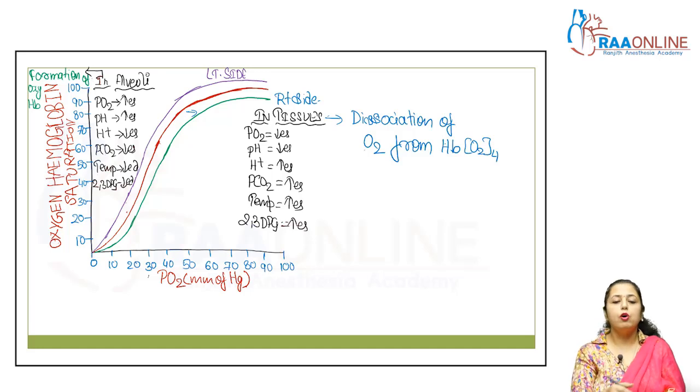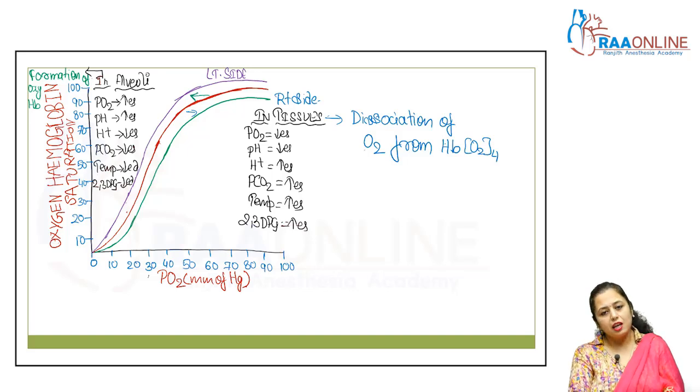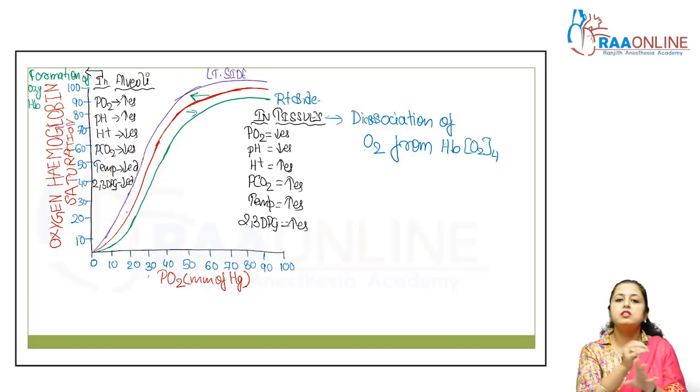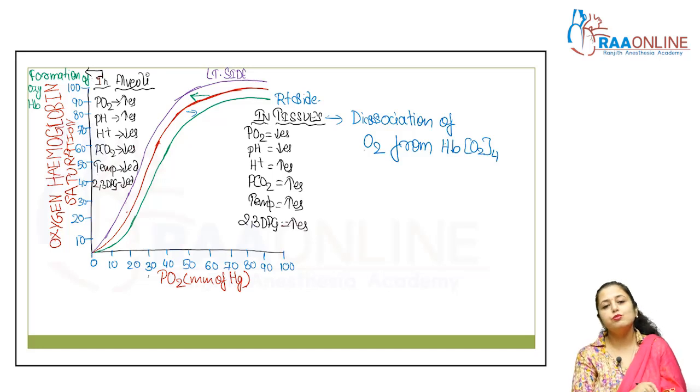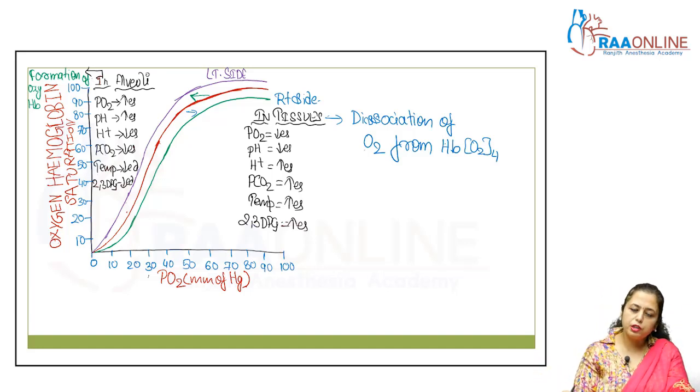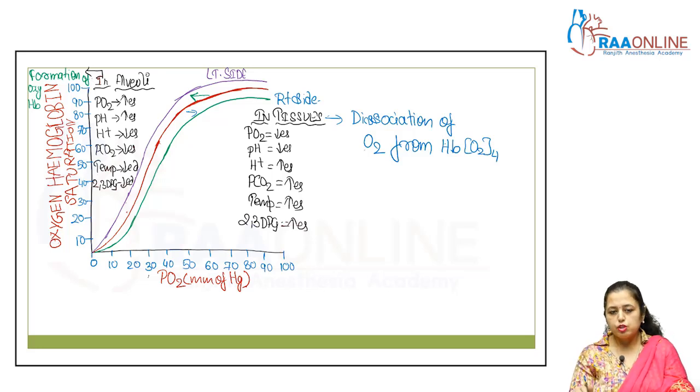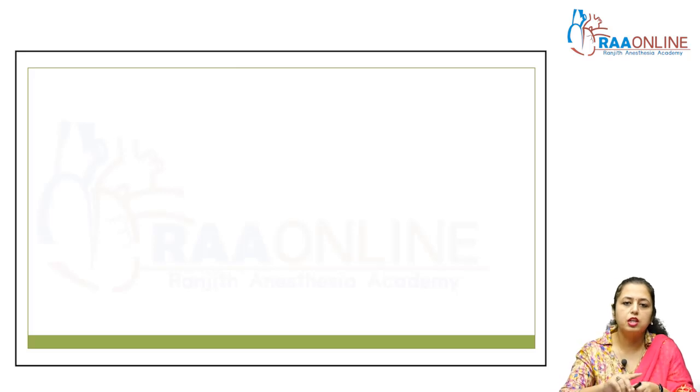So this is the oxygen hemoglobin dissociation curve, right? Similarly, the fetal and maternal hemoglobin dissociation curves are reciprocal to each other, right? That means when the mother's oxygen hemoglobin dissociation curve is towards the right side, then the fetal oxyhemoglobin dissociation curve is at the left side. They are opposite to each other. So this is all about the oxyhemoglobin dissociation curve.